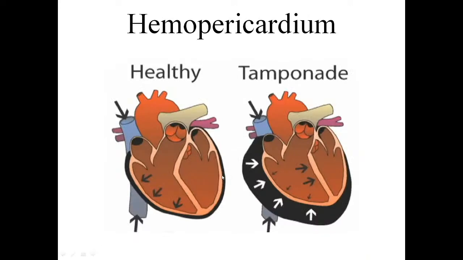Hemopericardium. In this slide, you can see a healthy heart, and a heart with bleeding inside the pericardium cavity, and tamponade. This condition is called tamponade. Hemopericardium, tamponade. And you can see the size of the heart decrease.